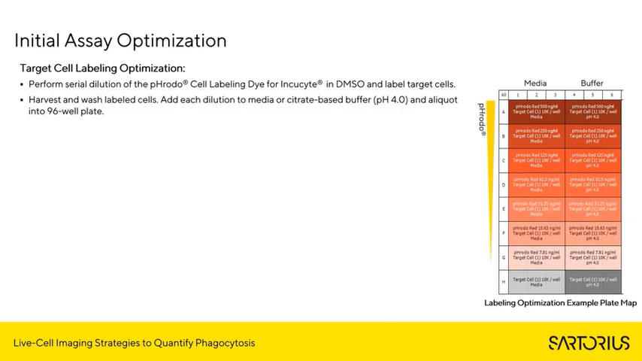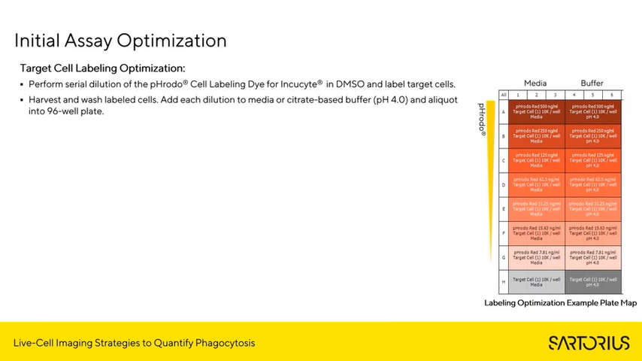Following the labeling of these cells, we can then harvest and wash these cells, and then we add each dilution to media or citrate buffer conditions. And the citrate-based buffer is at pH 4, and this mimics the acidic environment of the phagosome, in which we get that increase in Frodo signal. So these can be aliquoted into a 96 well plate, and once the cells have settled, we can then acquire scans using the Incucyte. If you're optimizing for a phagocytosis assay, you'll first need to induce apoptosis of the target cells.